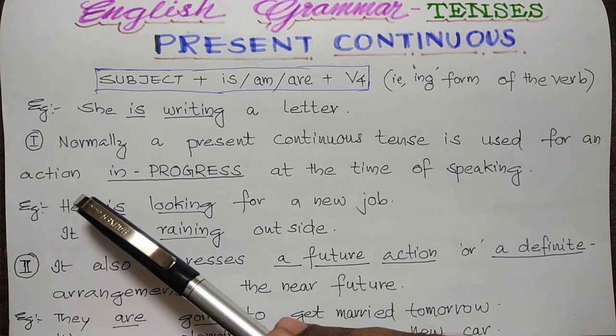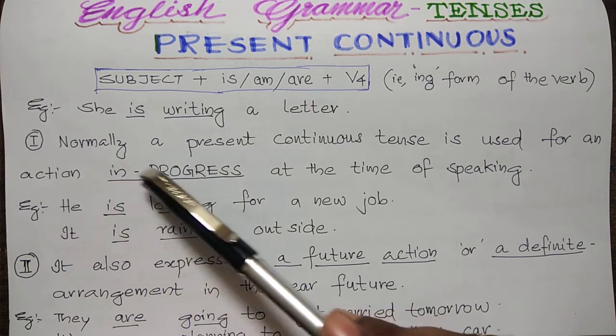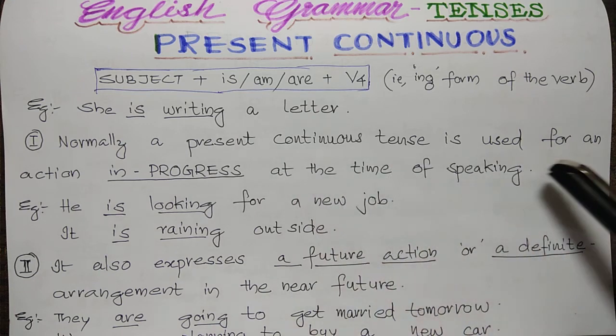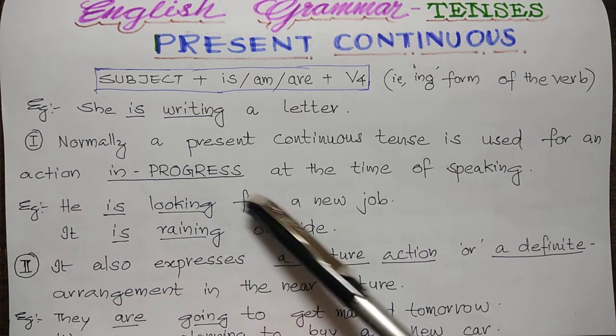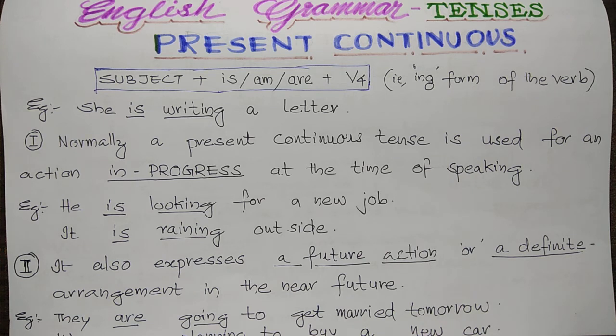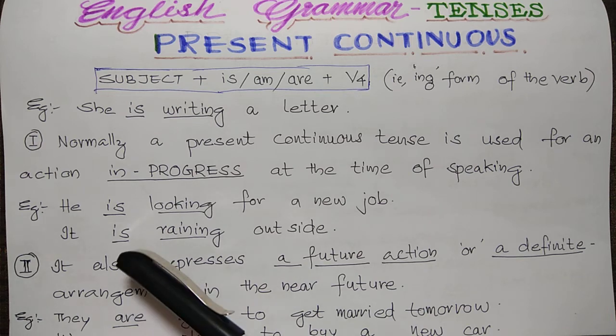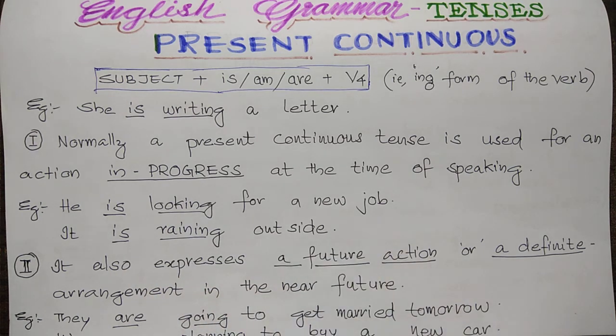Now let's see the cases of present continuous tense. Normally, a present continuous tense is used for an action in progress at the time of speaking. When we are speaking, if some action is progressing at that time, then we use this present continuous tense. See the example. He is looking for a new job. So this is a progressive action happening right now. It is raining outside. Another progressive action.